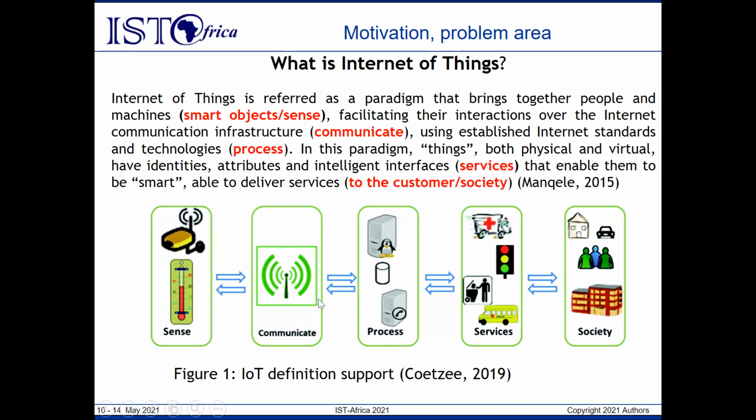So after being connected, it goes to stage number 3, which is the process. This process utilizes the standards and the protocols and other existing technologies to make sure that the data being streamed from these sensors, communicated through the well-established infrastructure, can be passed through using certain processes and then deliver a service at the end of the day that can be used by people or the society.